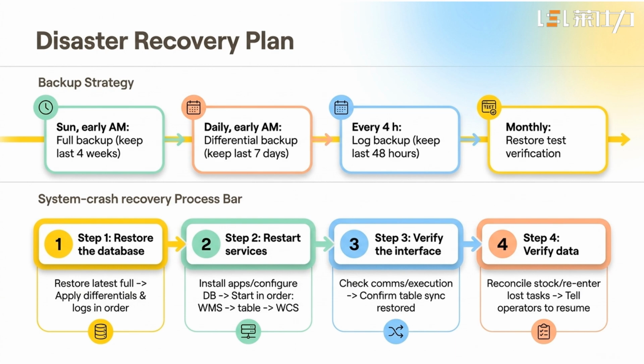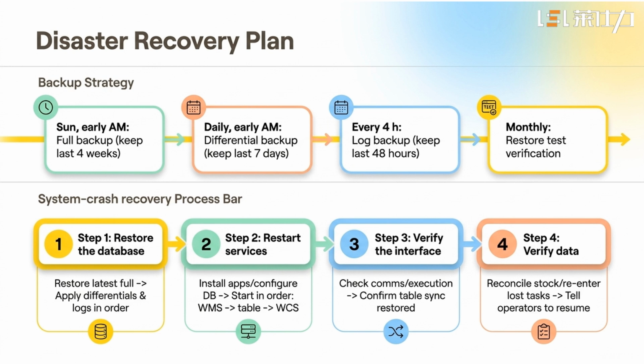The disaster recovery plan is the last line of defense in system operations. On the left, the backup strategy: a full backup early Sunday kept for 4 weeks, a daily differential kept for 7 days, and a log backup every 4 hours, for point-in-time recovery. Remember, always do a restore test of your backups.